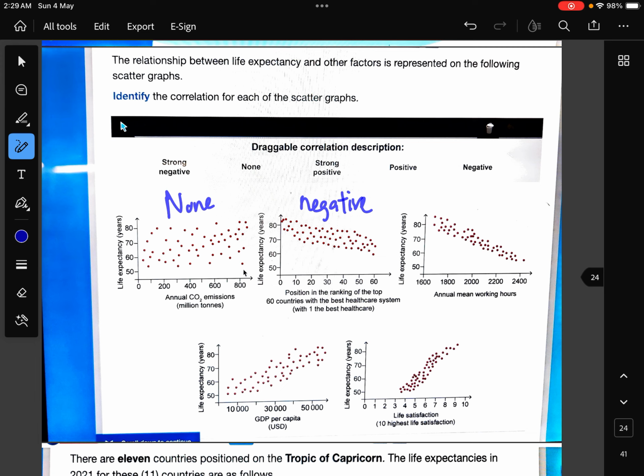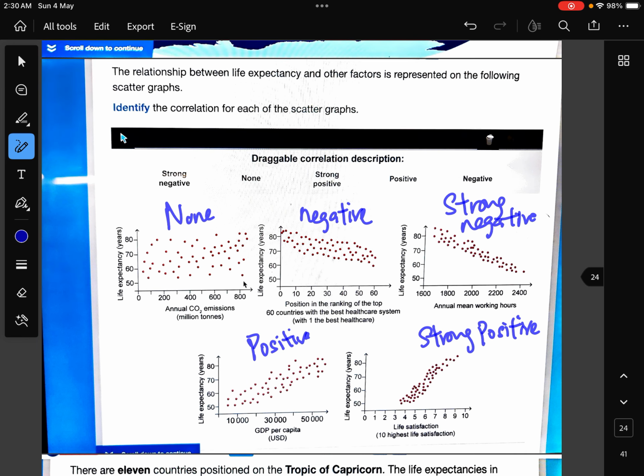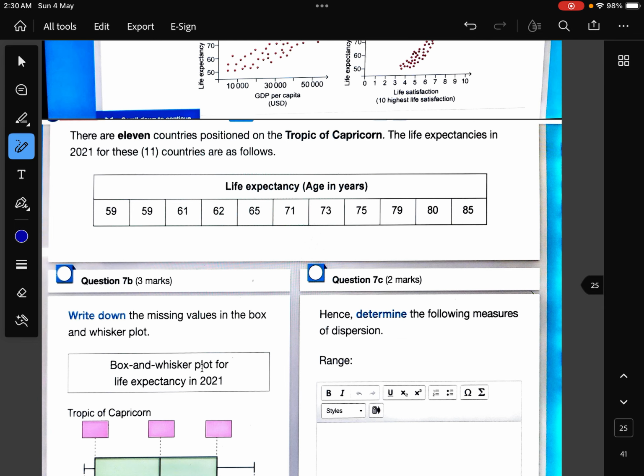This one, because the points generally follow a downward trend and the points are clustered together, obviously has a stronger relationship, so we're going to put this as strong negative. And similarly for the next two examples. This is obviously a positive correlation because it's going in an upward trend, and this is a strong positive because of the points being clustered together, which is better than the previous one. Okay, so this generally should be quite easy.